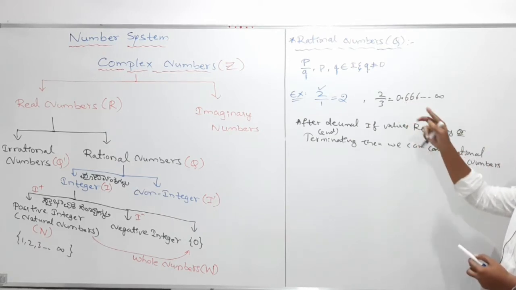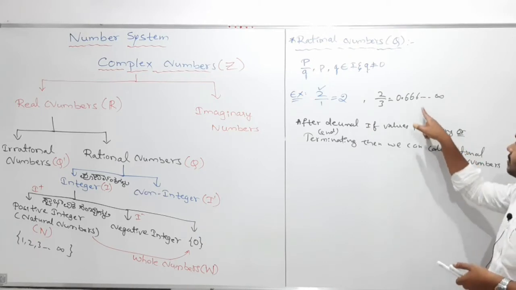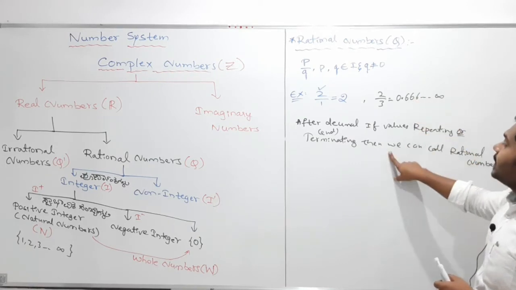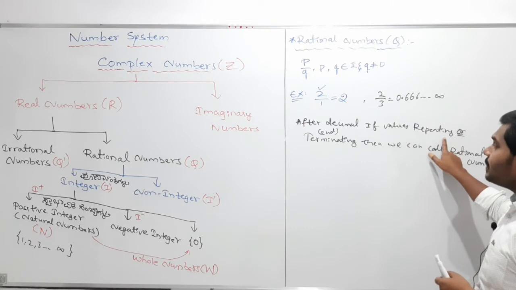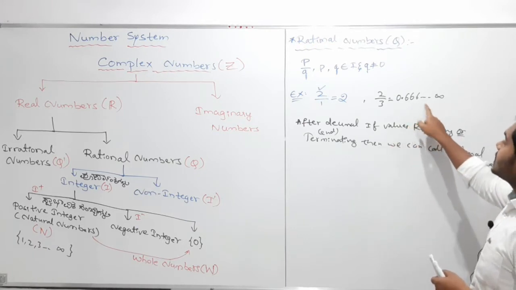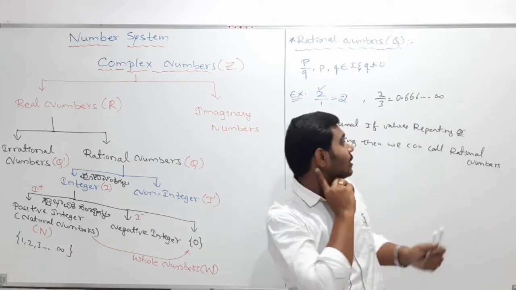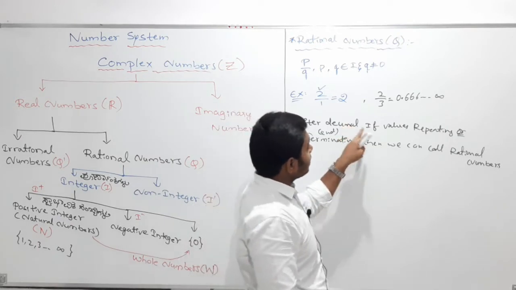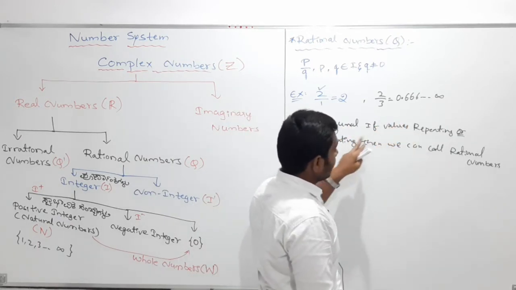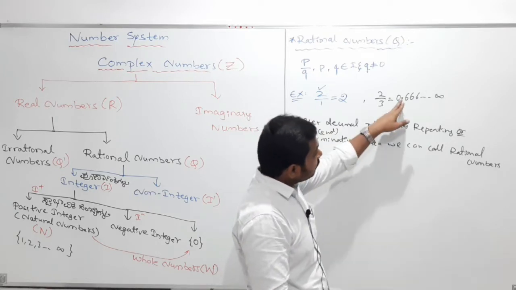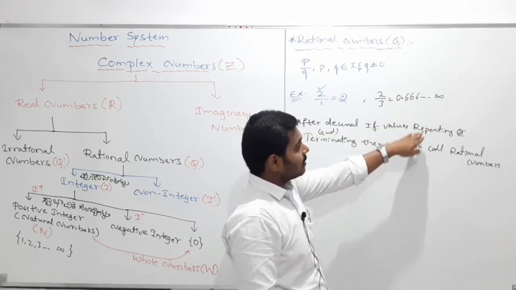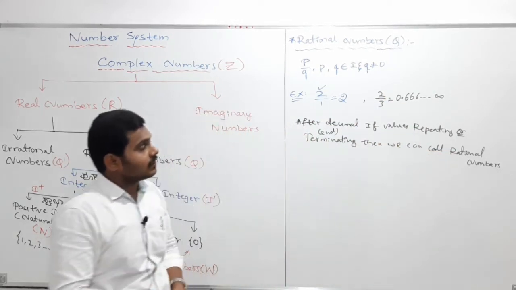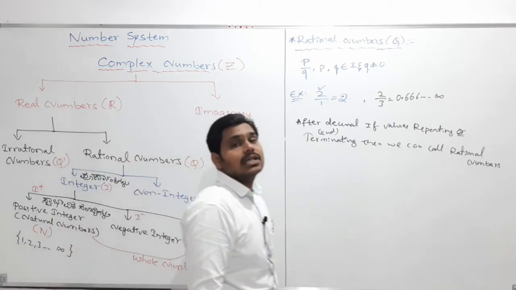Clear? So, there are two conditions you should observe. One is whether the value after the decimal is repeating or terminating. You should check that. If the value after the decimal is repeating or terminating, then we can call it a rational number. For example, 0.66666 is repeating, so such a number you can call a rational number.